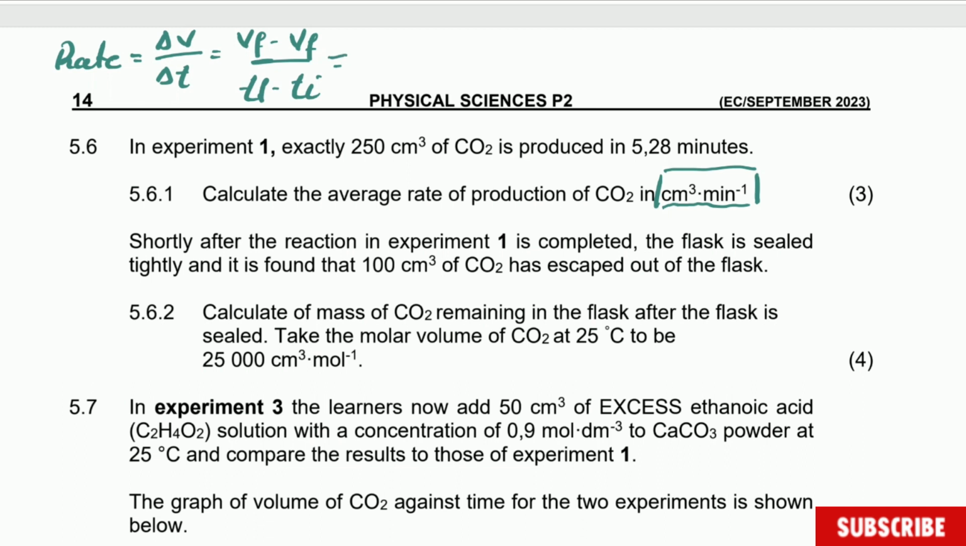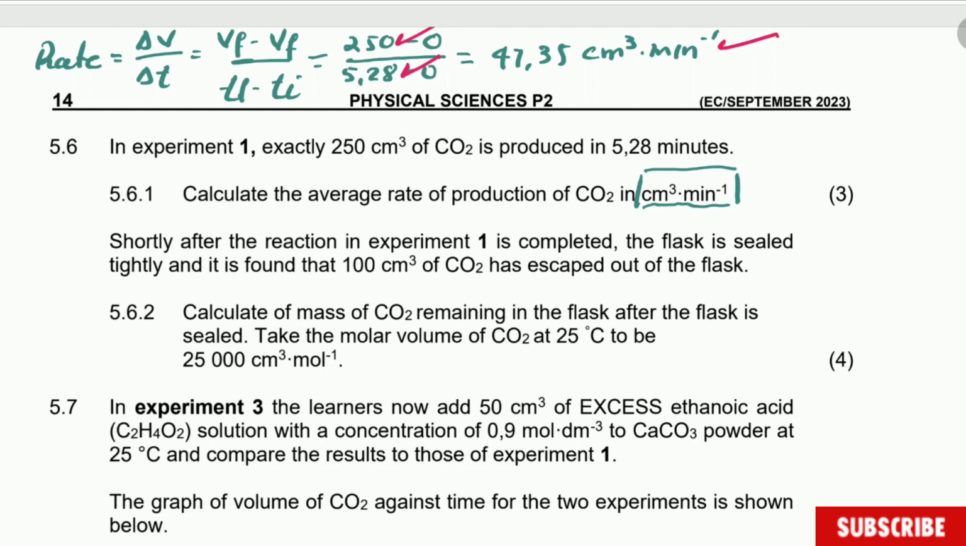Okay, so what is the final volume here? It is 250. Let me write that. 250 cubic centimeters minus initial, which is 0. Initially you didn't have any gas produced. The time was 5,28 minutes. So the final time is 5,28 minutes. The initial time is 0. And when you calculate that one, you will get 47,35 cubic centimeters per minute. There we go. And that is the answer. So if you do this one, you'll get 1 mark for the substitution of the 250, 1 mark for the 5,28, and 1 for the final answer here.